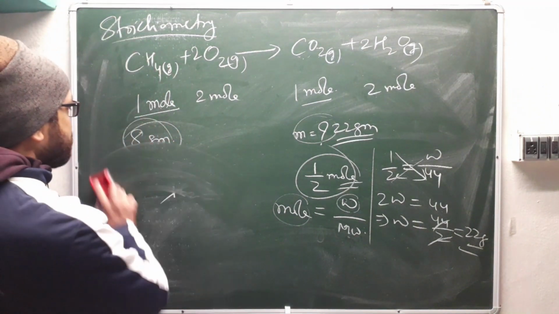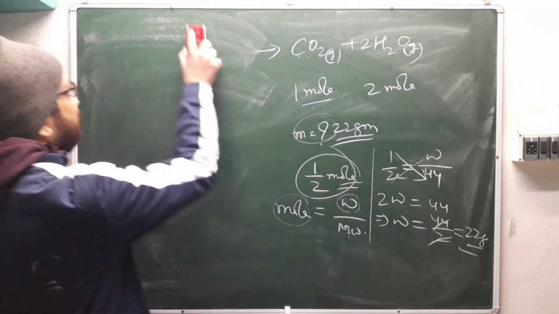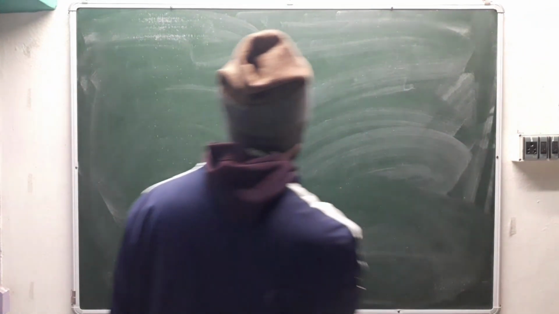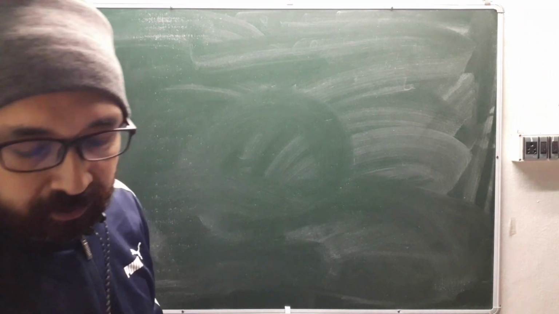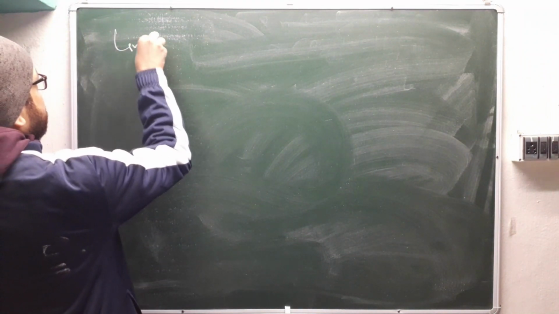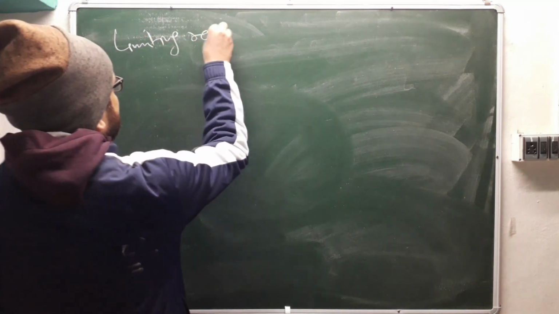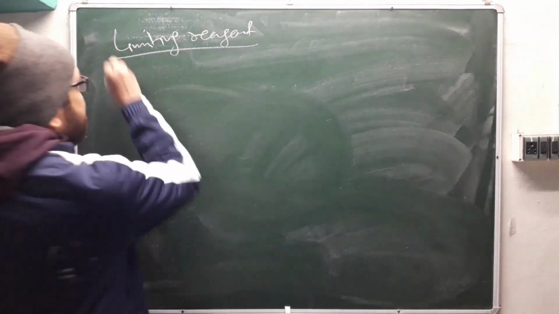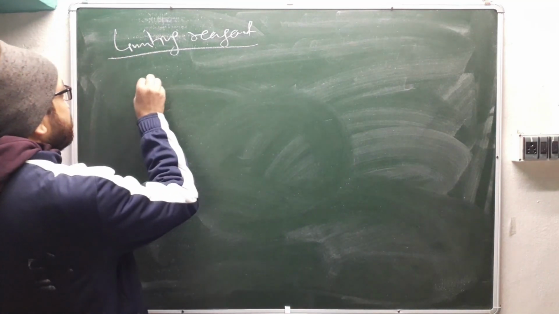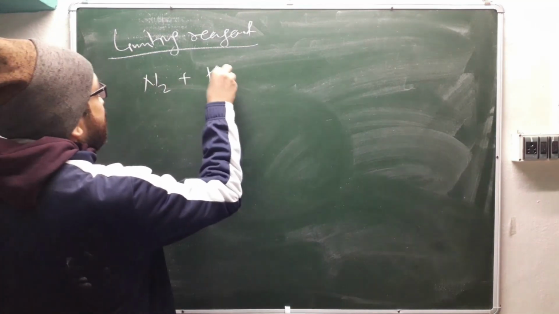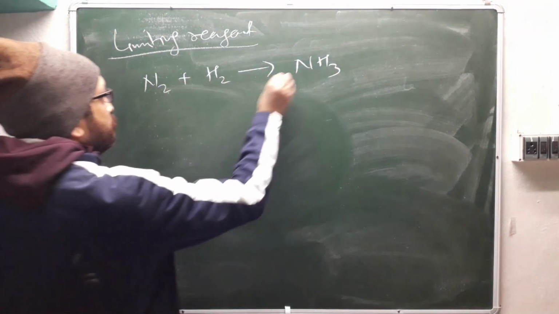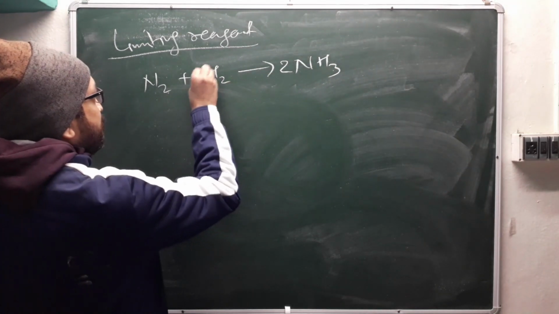So now, what is the limiting reagent? We will see the limiting reagent and then we will wind up today, and tomorrow we will solve the questions based on this. Whatever concept we have learned today, tomorrow we will discuss the problems. Okay, limiting reagent. So what is limiting reagent? Suppose one reaction is there. This is the reaction, N2 plus H2 gives NH3. So 2 will come here, and 6, so here it will be 3.